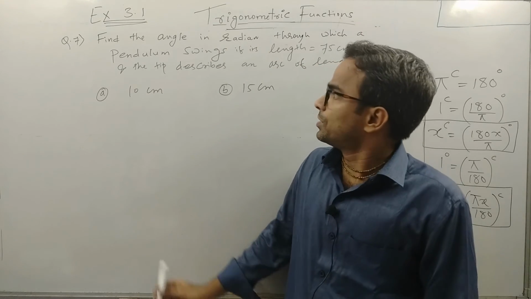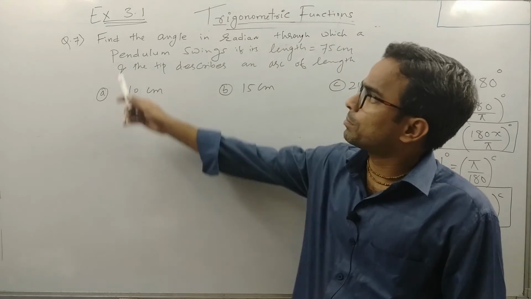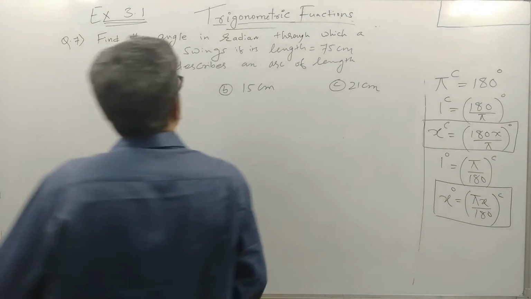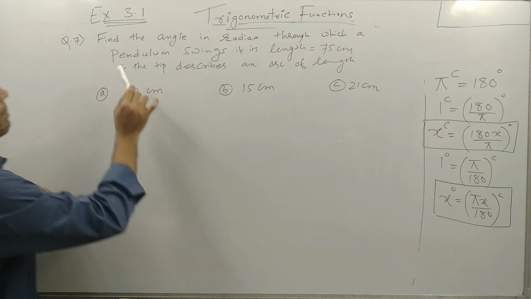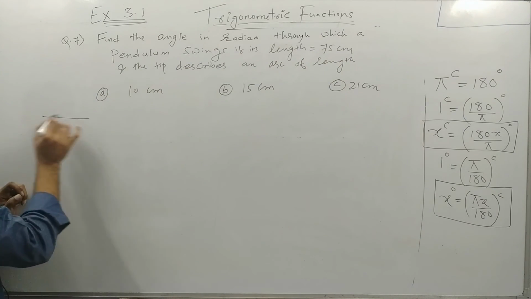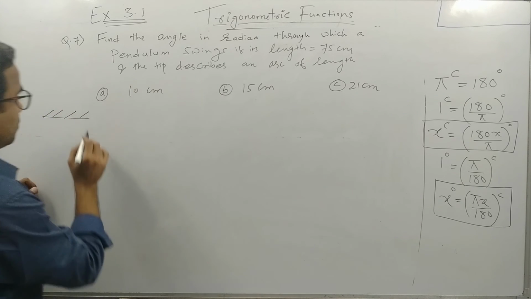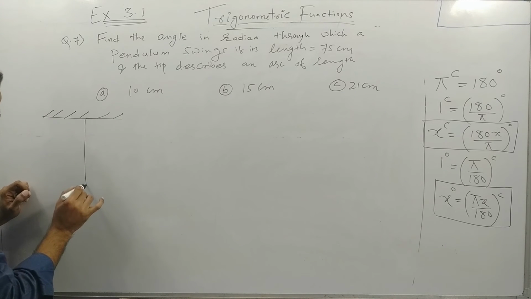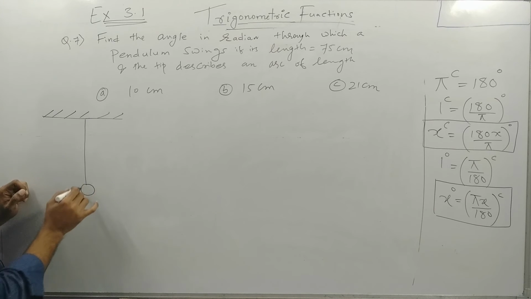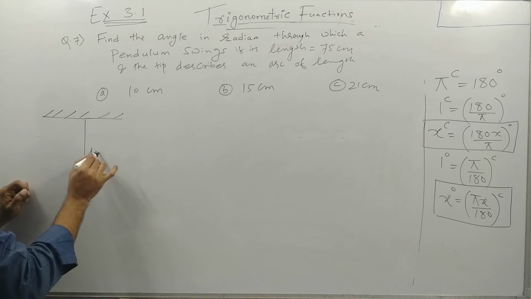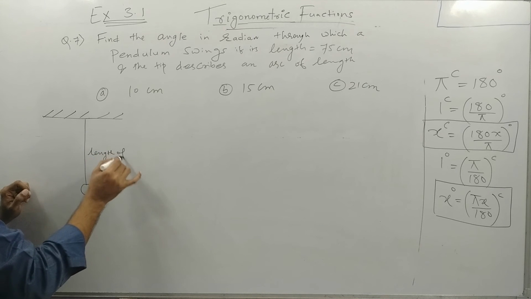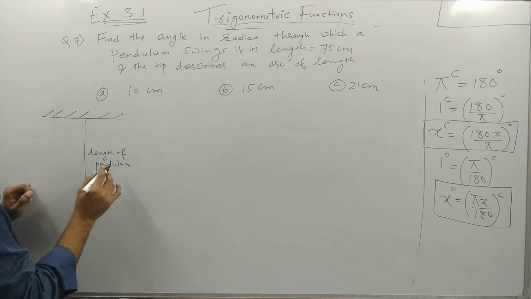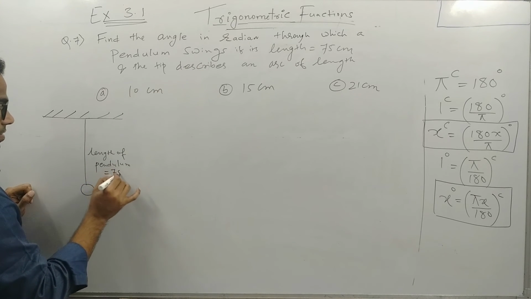Okay, so this is your question number 7. In question number 7, what they have given is: find the angle in radian through which a pendulum swings. Suppose there is a pendulum attached, and this is the length of the pendulum. That has been given as 75 centimeter.